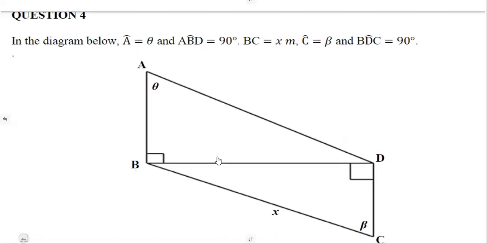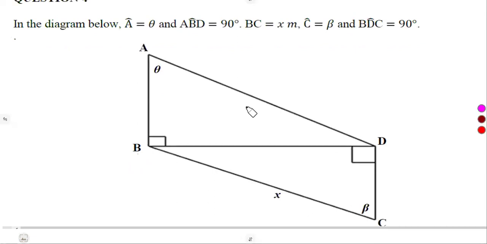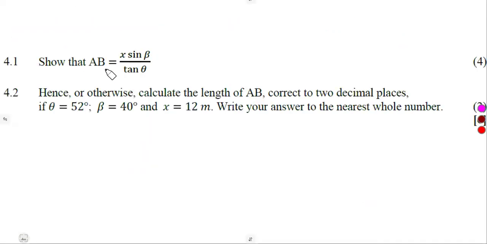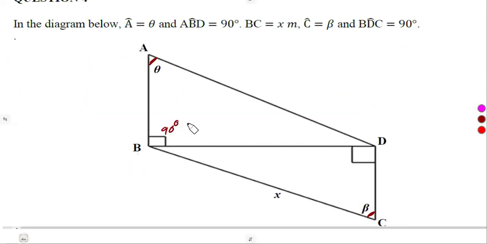Question number 4, we are given this diagram. And in this diagram, we are given A is the angle theta. And we've got 90 degrees here, the right angle that we can see. BC is X centimeters. Angle C is beta. So this is our angle C, and they've got a 90 degrees there. All right, no problem. From there, show that AB can be written as X sine beta over tan theta. All right, where is AB? This is our AB, this one. AB can be written like that.